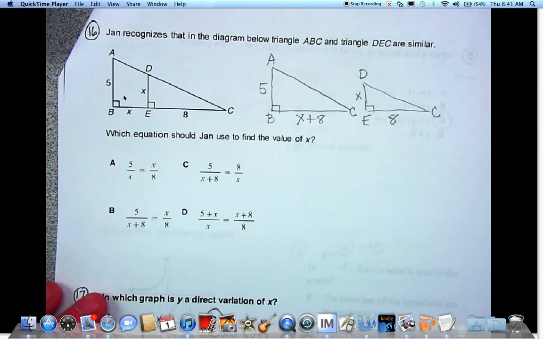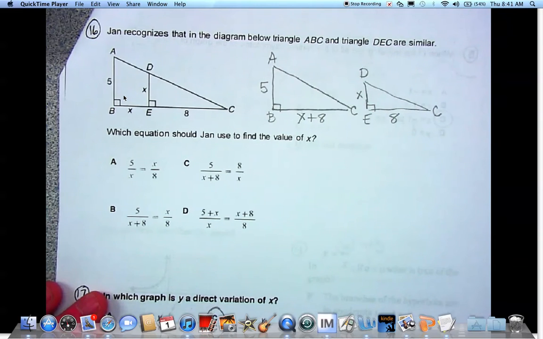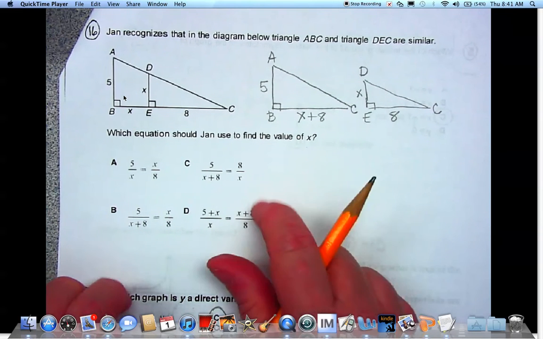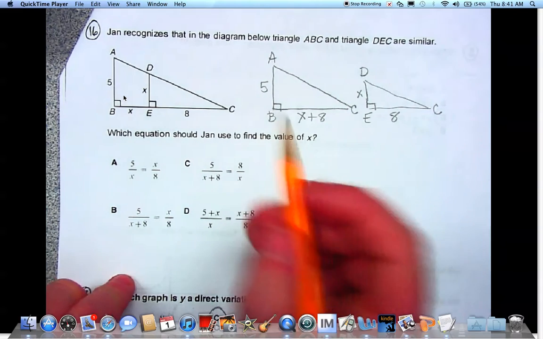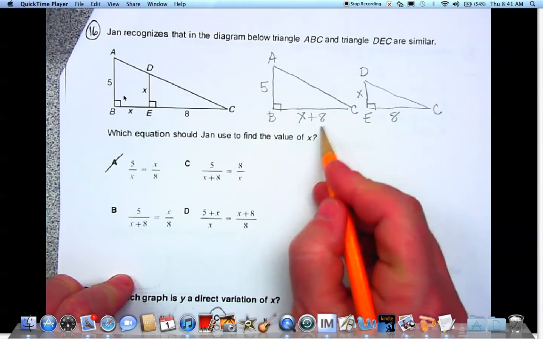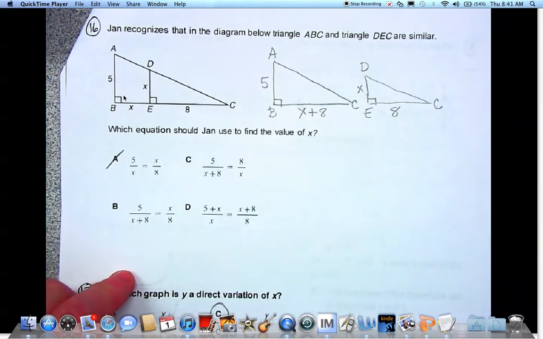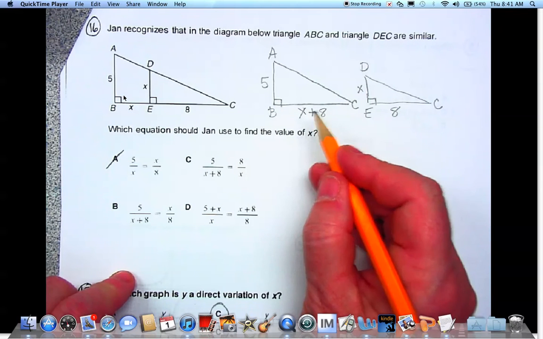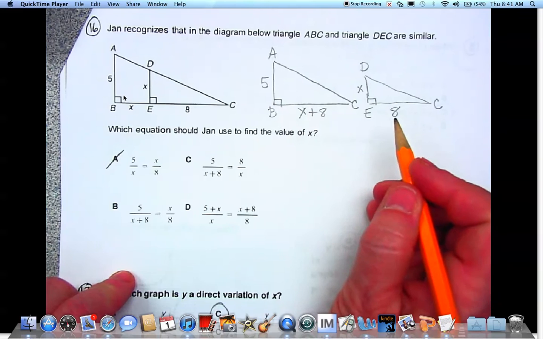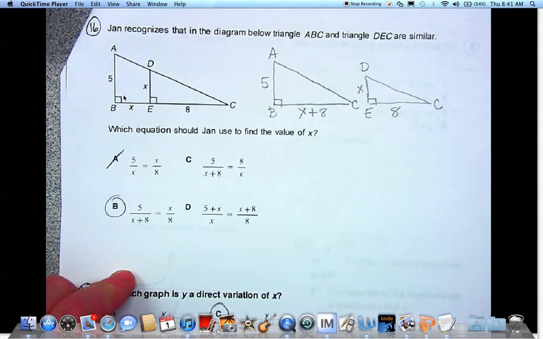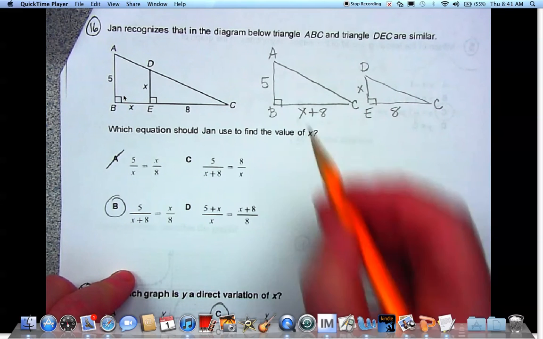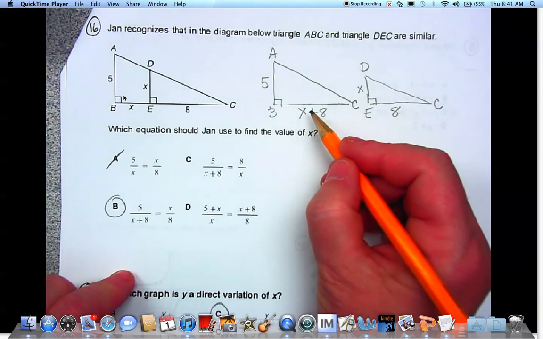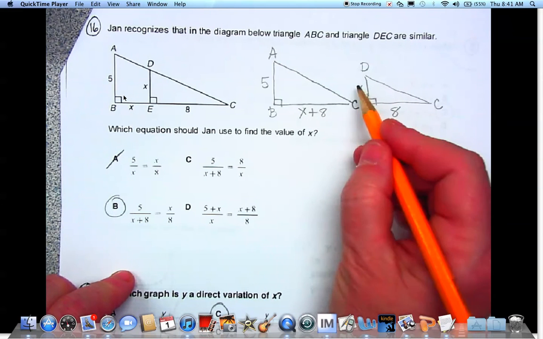And then we set up a proportion. 5 over x, x plus 8 over... Which one is it? It's not A, is it? Because you don't have x plus 8. You could do 5 over x plus 8 equals x over 8. So which one is that one? B. Why? 5 over x plus 8 equals x over 8.